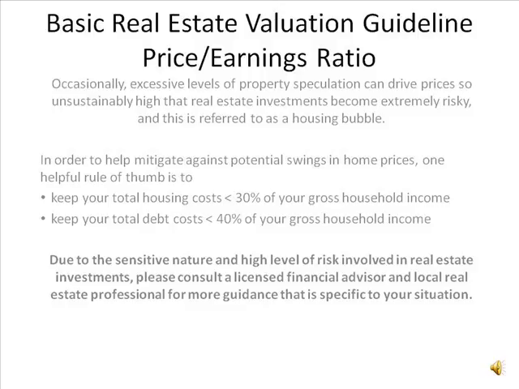In order to help mitigate against potential swings in home prices, one helpful rule of thumb is to keep your total housing costs less than 30% of your gross household income, and to keep your total debt costs less than 40% of your gross household income.